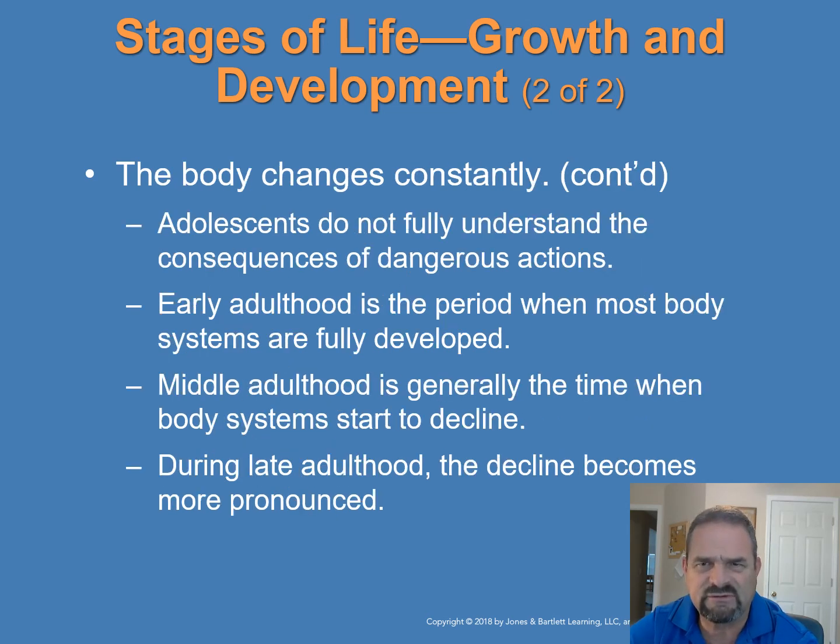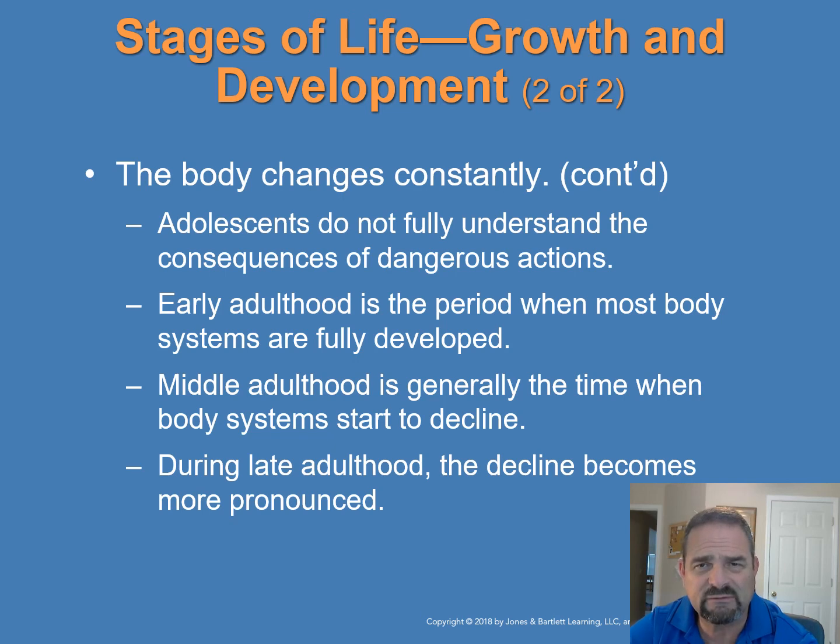Adolescents, which is 13 to 18 years old, see themselves as invincible and do not fully understand the consequences of dangerous actions. So that inexperience and risk-taking leads to a higher incidence of vehicle crashes among young drivers. Early adulthood, which is between 20 and 40 years of age, is the period when most body systems are fully developed. Most people enjoy good health during this particular period.